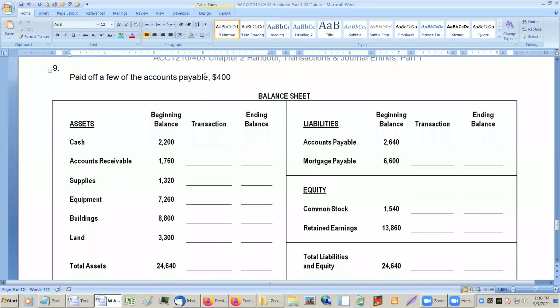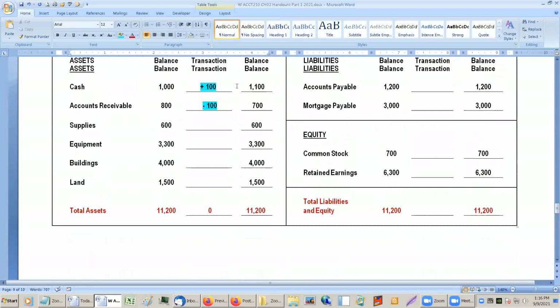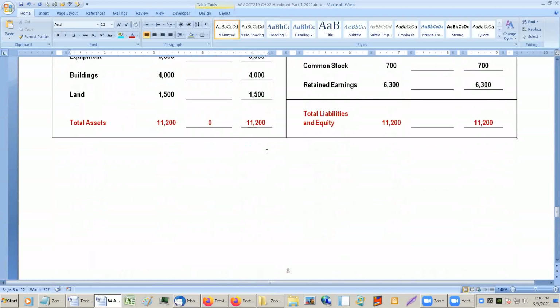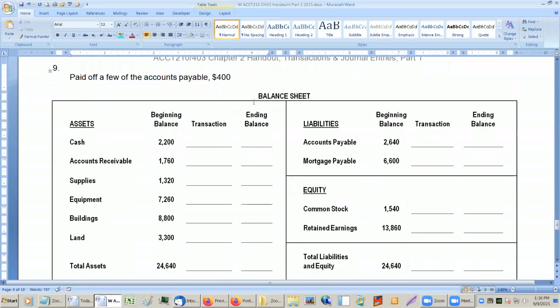Number 9, paid off a few accounts payable for $400. So would that be minus 400 on accounts payable? What accounts are we going to use? Is it cash and accounts payable? Yes. Minus 400 for both of those. Correct. So our cash is going down by 400.